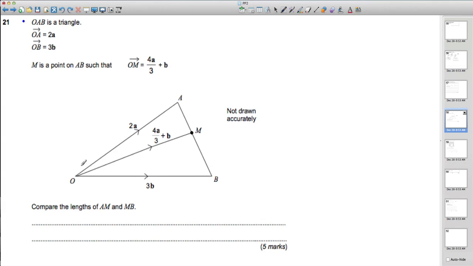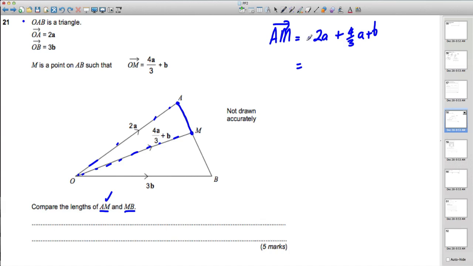OAB is a triangle. OA is 2A, the vector. OB is 3B. M is a point on AB, such that OM is 4/3 A plus B, so this vector here. Compare the lengths of AM and AB. So before you go for lengths, let's just write the vector that gets you from A to M. Okay, so let's do this one. How do you get from A to M? Well, you go down this way, so you go negative 2A, and then you go up this way, so you go plus 4/3 A plus B.